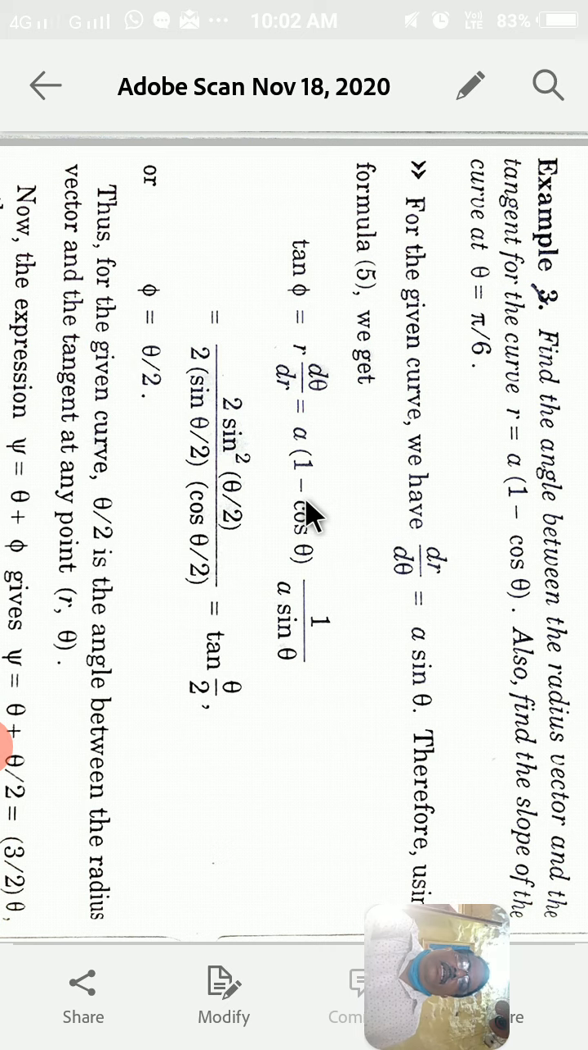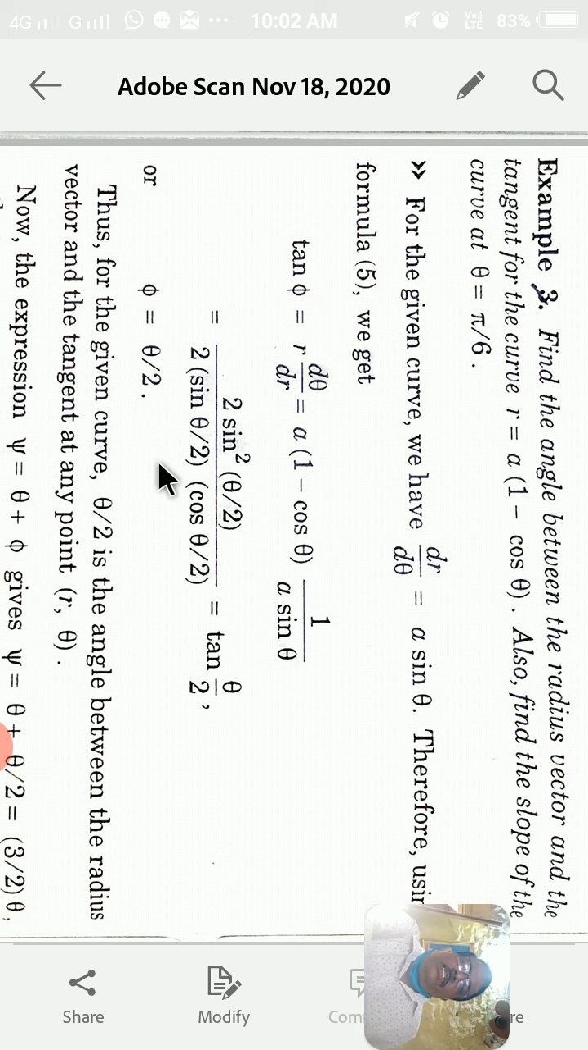Now 1 minus cos theta is 2 sin square theta by 2, from trigonometric identities, and sin theta is 2 sin theta by 2 cos theta by 2, by the half angle formula. In this, 2 gets cancelled, and one sin theta by 2 gets cancelled, and in the numerator we are left with sin theta by 2, and in the denominator cos theta by 2. So sin theta by 2 over cos theta by 2 gives tan theta by 2. So tan phi is equal to tan theta by 2, tan gets cancelled, so phi is equal to theta by 2. Now we got phi.